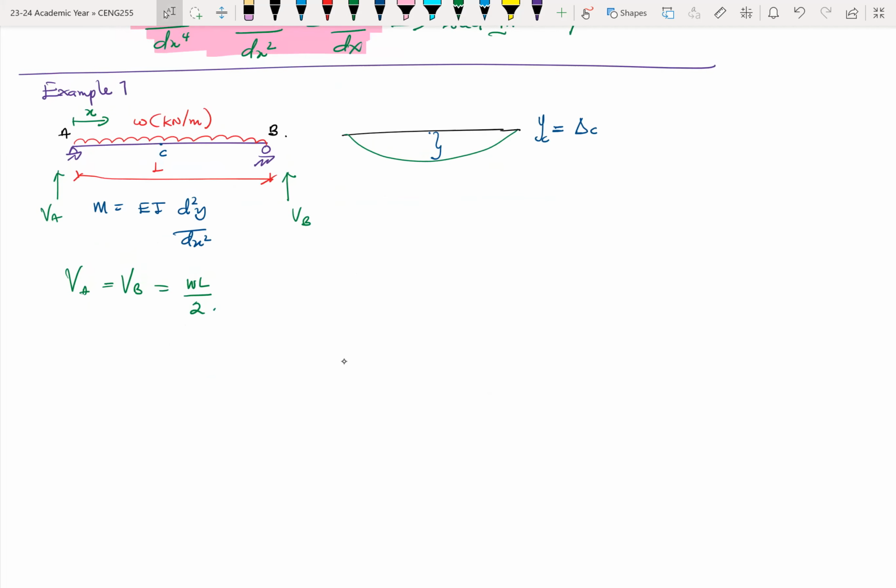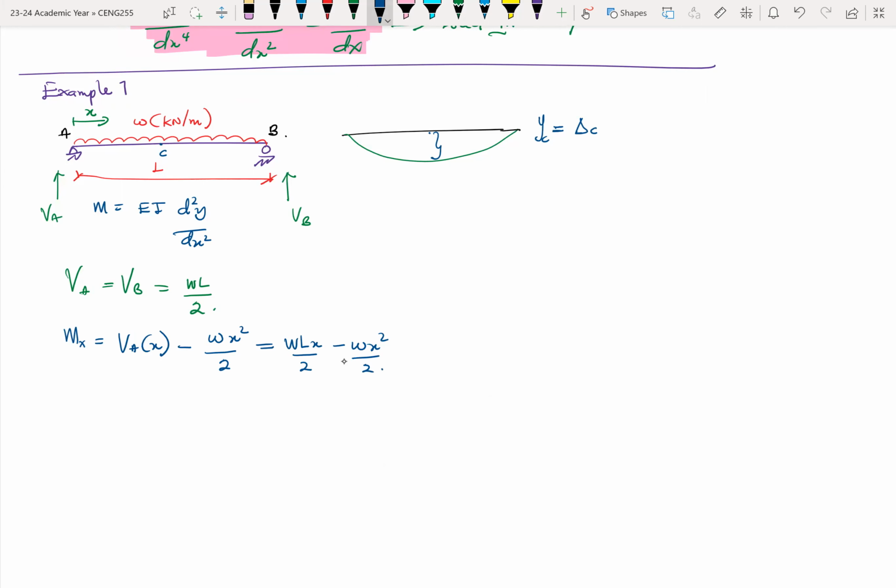So to find the moment at any point X, M is simply VA times X minus WX squared over 2. I think we went through this last week. So this is your equation for the moment. You can simplify it. VA is WL over 2, so it becomes WLX over 2 minus WX squared over 2.